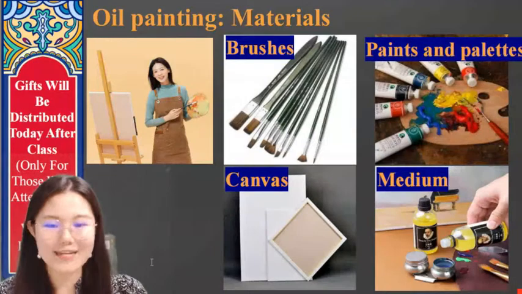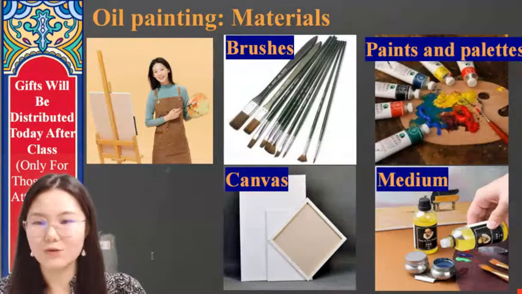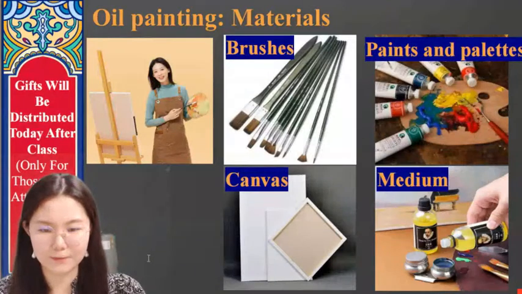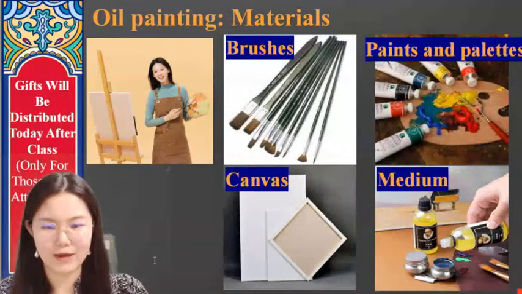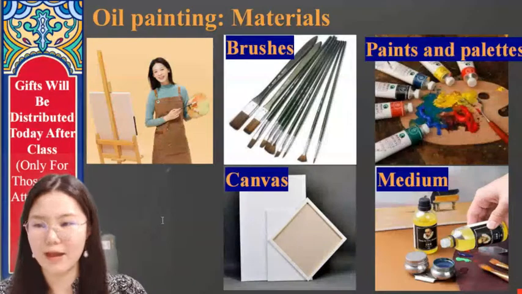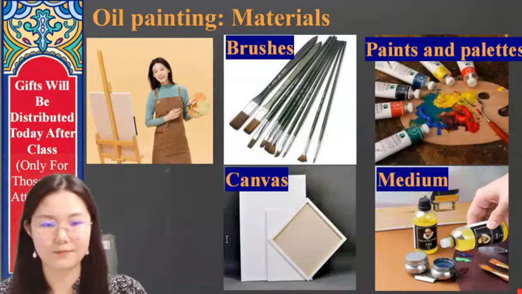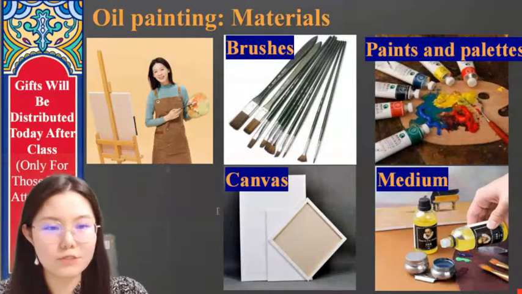Because of mass production, we also produce oil painting canvas that already has the prime on it. So now we don't need to give it the prime before painting. But if you got the canvas without the prime, then you need to give it a prime. Okay, it depends. So what is the next most important thing for oil painting?